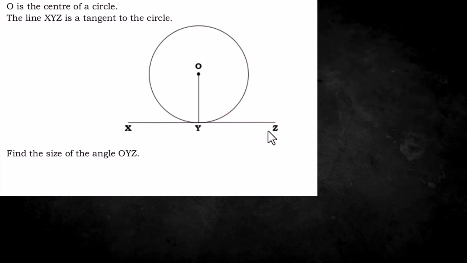All right. O is the center of the circle. The line XYZ is a tangent to a circle. Find the size of the angle OYZ. So if this side is a tangent, this side is 90 degrees. So OYZ is 90 and OYX is also 90. So this side is 90 degrees. As simple as that.